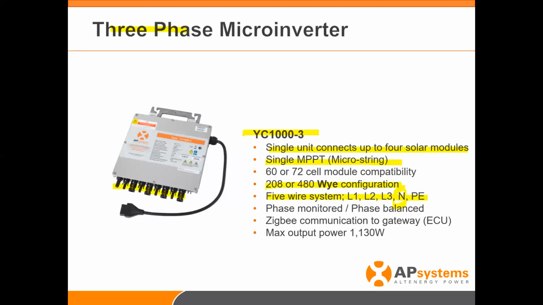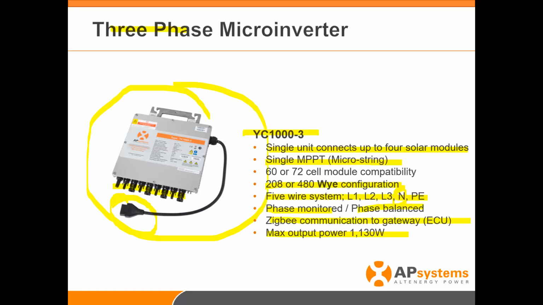What I love about this product is the fact that it's phase monitored and phase balanced. All the phase monitoring is happening inside the device here. There does not need to be an external device to monitor all 3 phases. It's all done internal to the device. The same exact Zigbee communication, and a max power output of 1130 watts AC total coming out the pipe. One thing I love about this product is that it takes a residential installer and turns him into a commercial installer overnight.